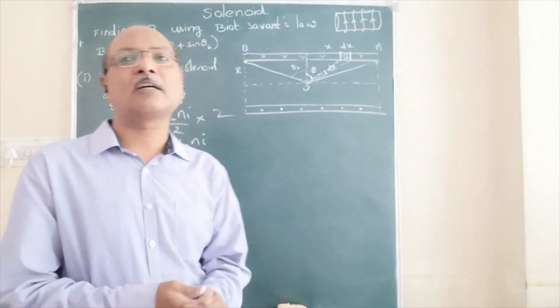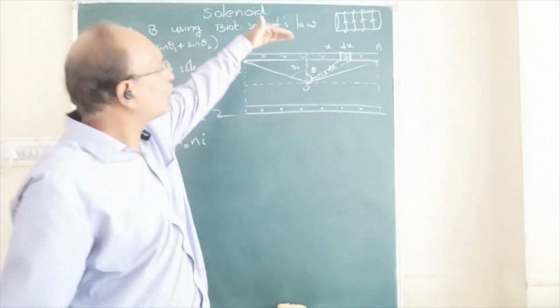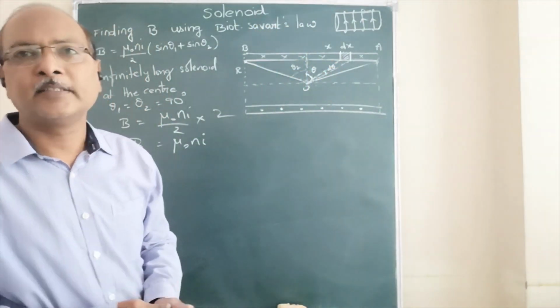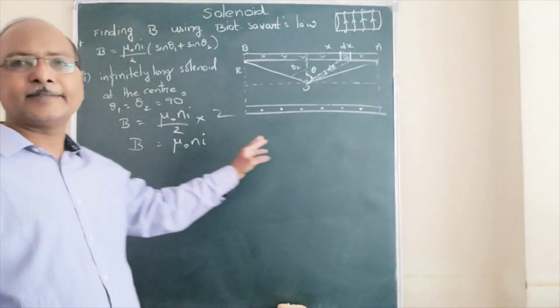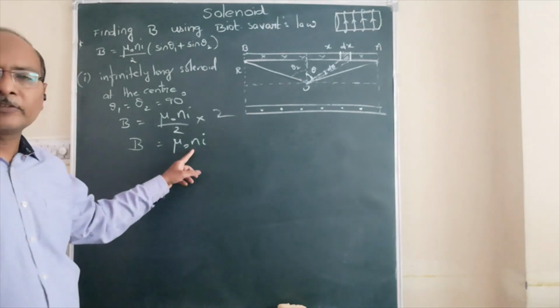As we have discussed, the magnetic field is nearly 0 outside. There is almost no magnetic field outside. Inside it is uniform at the center. So that's given by mu naught n I. So it depends on the current and the number of turns per unit length.